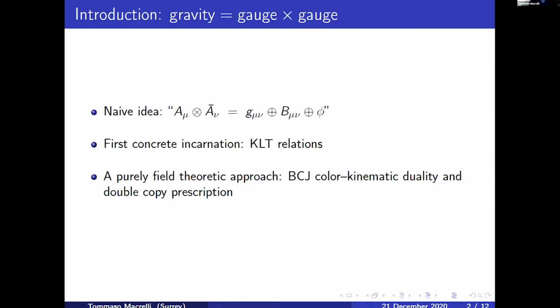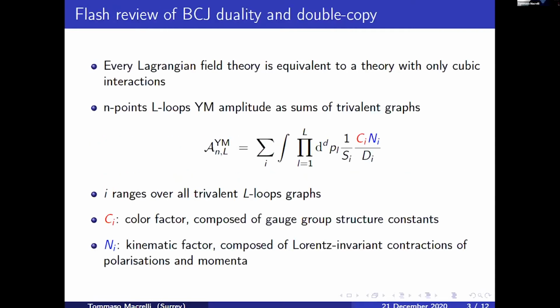A purely field theoretic approach, a more modern approach, is obtained through the BCJ color-kinematic duality and the double copy prescription. Now, just a flash review of these topics. Let's start with a general statement. Every Lagrangian field theory is equivalent to a theory with only cubic interactions. This can be said in generality thanks to homotopy algebra theorems, structural theorems that are valid for every Lagrangian field theory. But we can see this in a really concrete case, that is Yang-Mills theory.